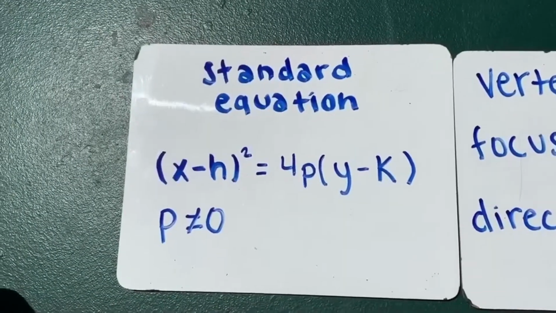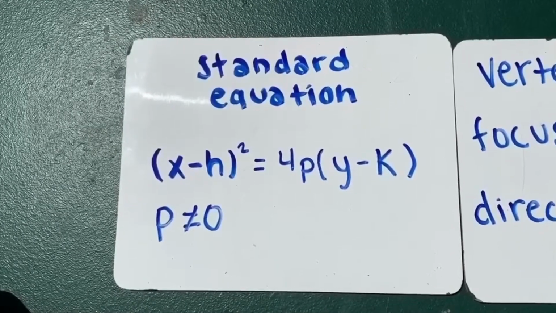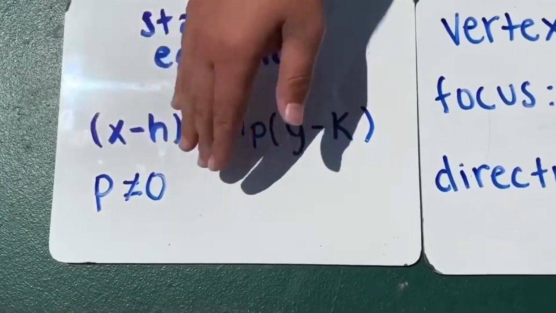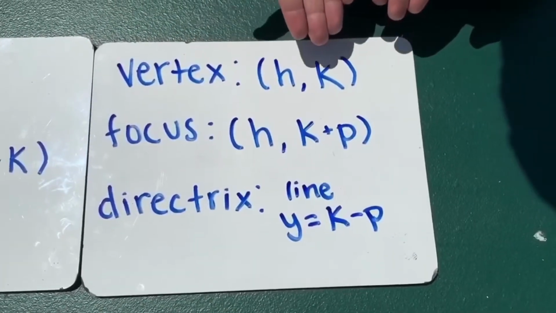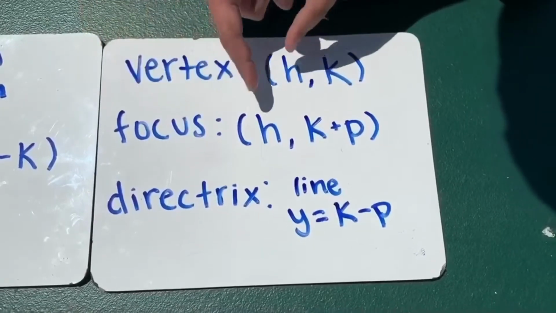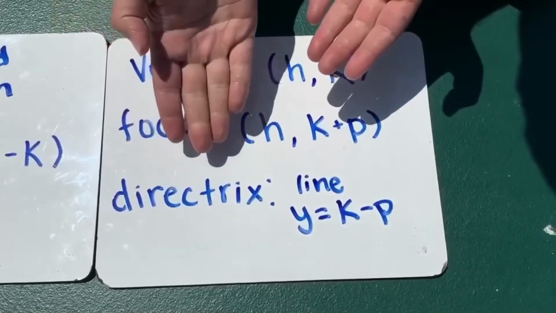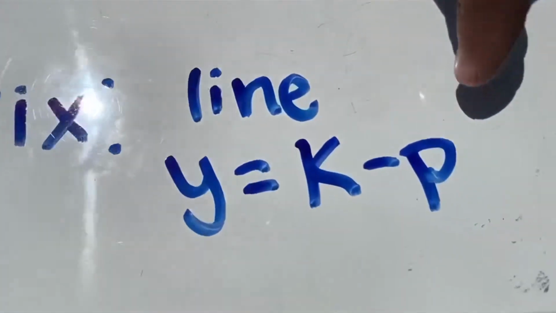One: If a parabola has a vertical axis, the standard form of the equation of the parabola is this, where p is not equal to 0. The vertex of this parabola is at (h, k). The focus is at (h, k plus p). The directrix is the line where y is equal to k minus p.